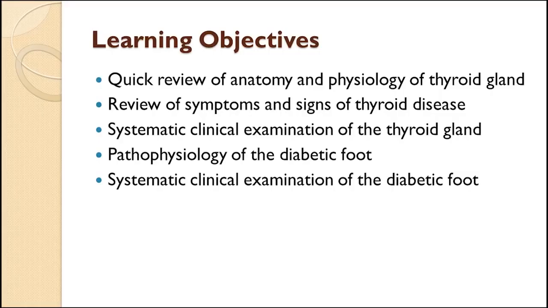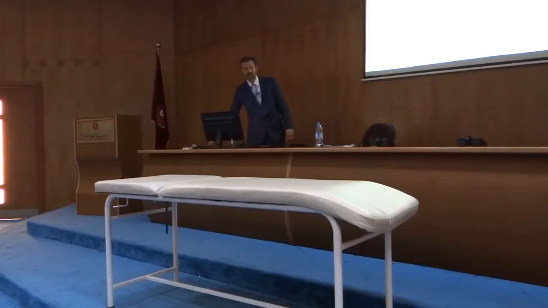So we're going to quickly review the anatomy and physiology of the thyroid glands, then review the symptoms and signs of thyroid disease, moving on to giving you a systematic approach to examining the thyroid glands. Then we're going to move on to the diabetic foot, quickly look at the pathophysiology of what happens, and then a systematic review of how you examine a diabetic foot. Does that sound okay?